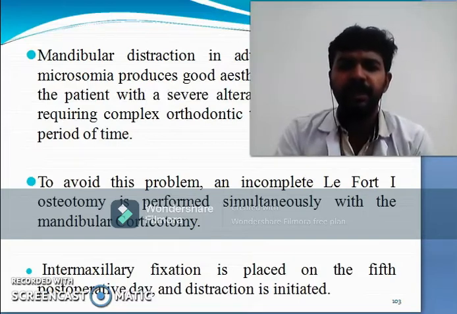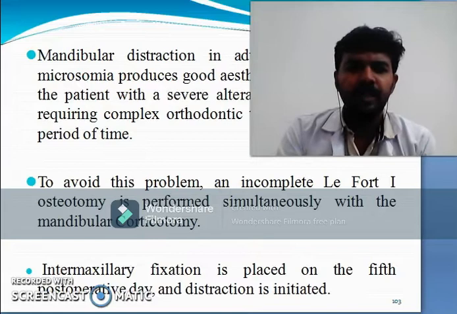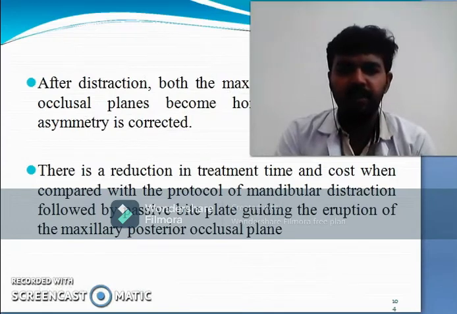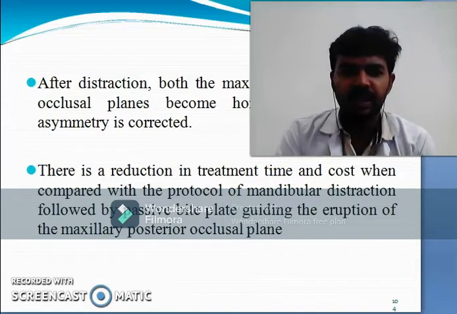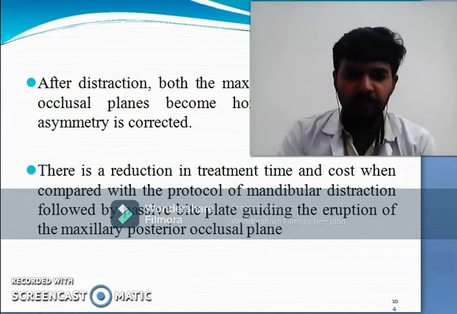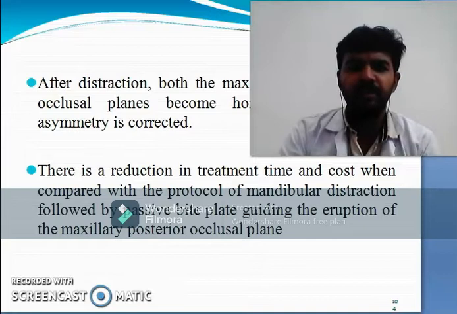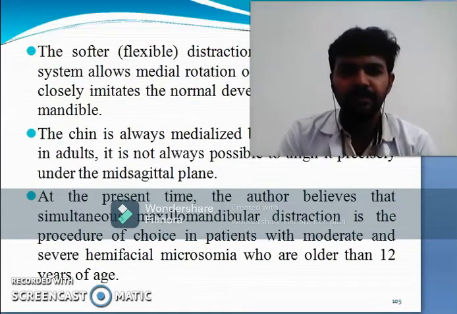To avoid this problem, an incomplete Le Fort I osteotomy is performed simultaneously with the mandibular corticostomy. Intermaxillary fixation is placed on the 5th postoperative day and distraction is initiated. After distraction, both the maxillary and mandibular occlusal planes became horizontal and facial asymmetry is corrected. There is a reduction in the treatment time and the cost when compared to the protocol of mandibular distraction followed by a bite plate guiding the eruption of the maxillary posterior occlusal plane.